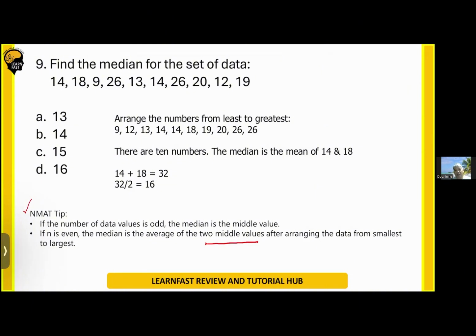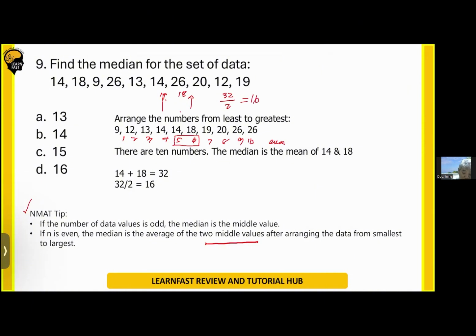Okay, katulad dito, arrange natin, di ba? 1, 2, 3, 4, 5, 6, 7, 8, 9, 10. So, even yan, yung bilang ng nakalista. So, dahil even yan, kukunin natin yung middle two values, yung dalawa. The fifth and the sixth number. So, that is 14 and what? 18. Diba? Ito, 14 and 18. I-add yung 14 sa 18, 32 yon. Divide yun ng 2, 16. That's how you get the median.